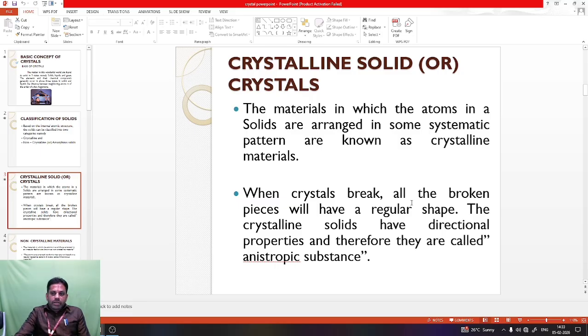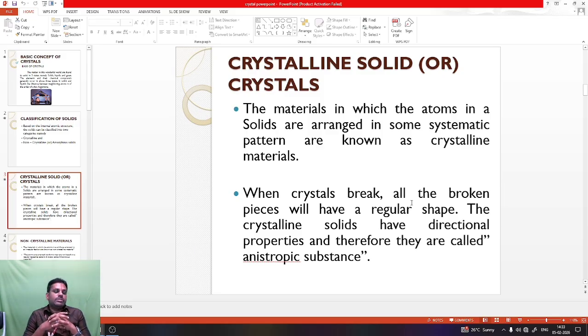So what is crystalline material? That is the regular and periodic arrangement of atoms. That is called crystalline material. If you break the crystal, what happens? It will break into small pieces of a regular pattern. A crystal is a combination of small cells which are identical in shape and size. So if you break it, you get small pieces of the same crystal system, the same shape. These crystals have a directional property.